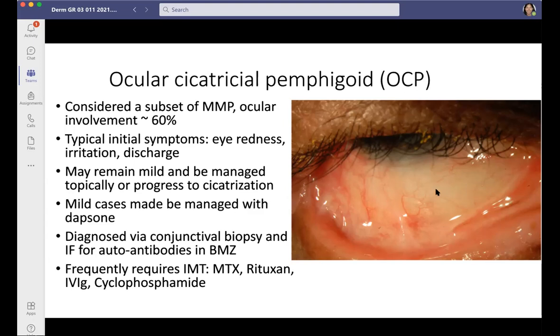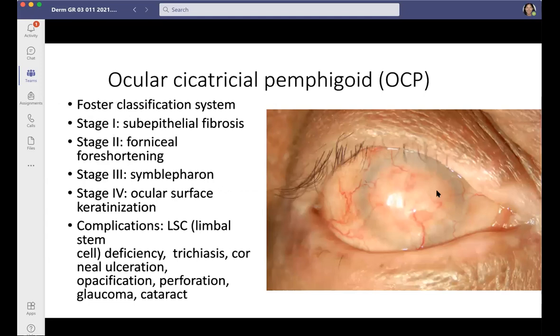And then if we move on to the next slide, my fellowship was with Stephen Foster, and so I go by his classification system, even though there are others. His is really a clinical classification. So in stage 1, there's subepithelial fibrosis, which is just basically the conjunctiva is getting kind of thick.